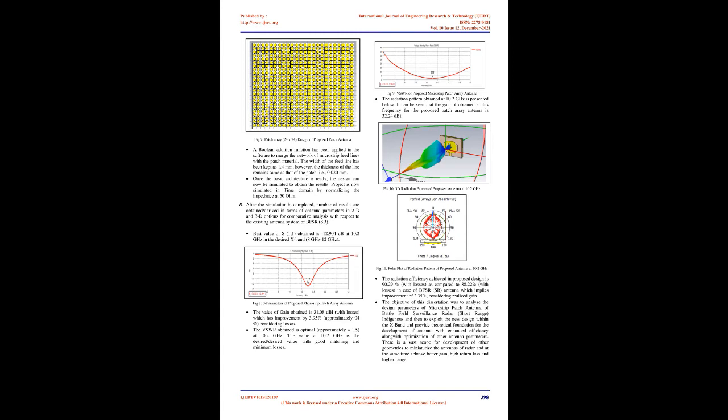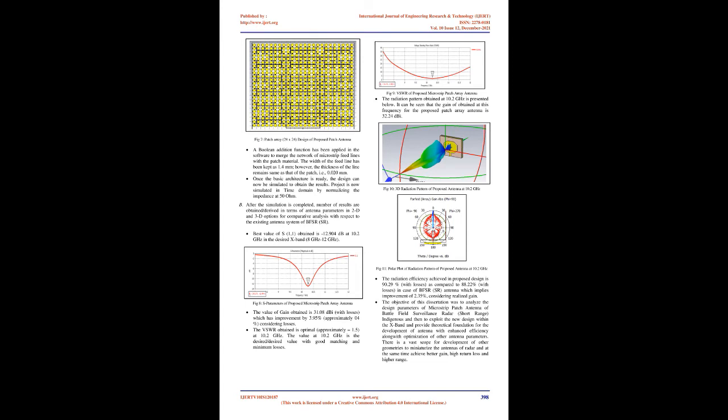The proposed antenna has been designed with the aim that it should be fully compatible for operation in place of the existing antenna of BFSR, SR. A Boolean addition function has been applied in the software to merge the network of microstrip feed lines with the patch material. The width of the feed line has been kept as 1.4 mm. However, the thickness of the line remains the same as that of the patch, i.e., 0.020 mm.